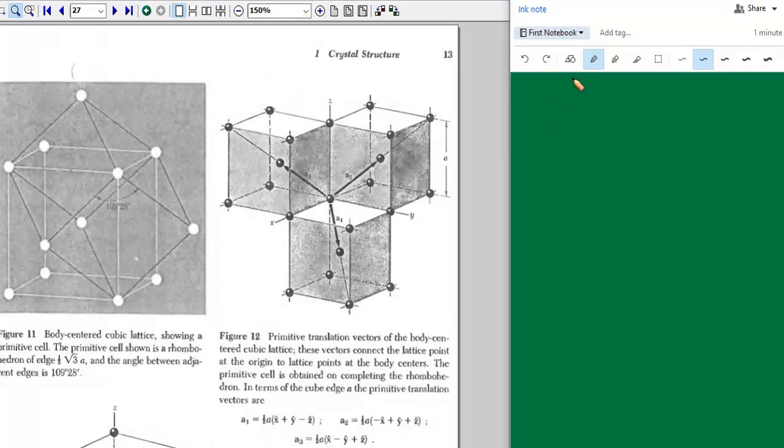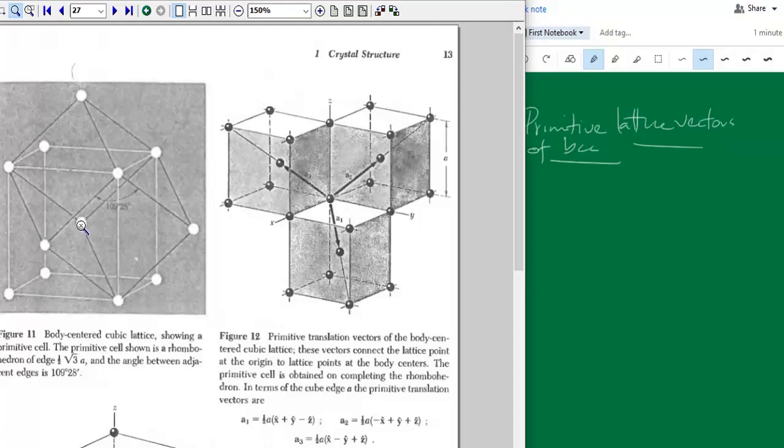Now let us see the primitive lattice vectors of BCC. For that, let us consider this BCC structure here. This lattice point can be considered at the origin. So there are three basic lattice points, 1, and here lattice point 2 and 3. The corresponding vectors are a1, a2 and a3, shown in this second figure.